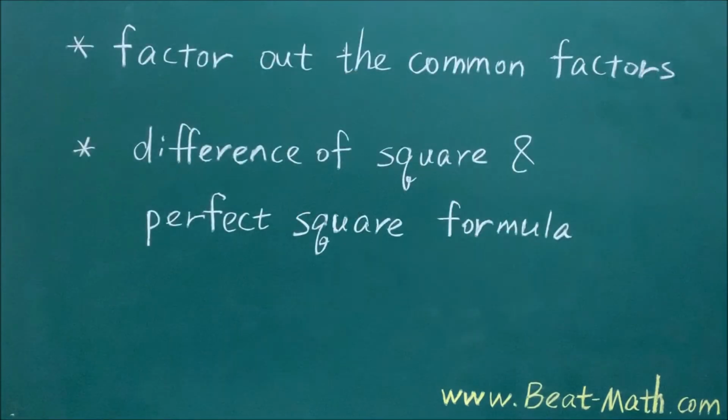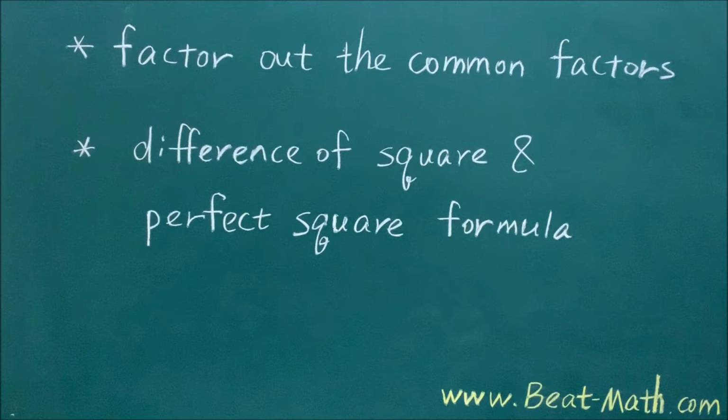Hi guys! Previously we learned two methods of factoring polynomials. One is factoring out the common factors. The other is using the difference of squares formula and the perfect square formula. Some of you might wonder, what if some polynomials are just not able to use either of these two methods?